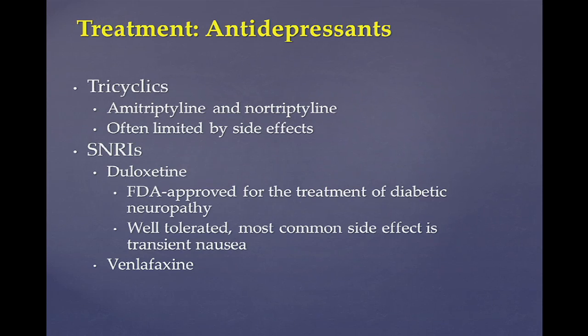The SNRIs are a newer class of agent. The main one is duloxetine, which is FDA approved for the treatment of diabetic neuropathic pain. Venlafaxine is an older SNRI, which we also use sometimes. The most common side effect of these medications is nausea. Duloxetine in particular can cause a lot of nausea in the first week of treatment. It usually gets better with time though, so if you start with a low dose like 20 or 30 milligrams and warn your patient that this might happen and that it'll likely get better, then they usually can get through that first week of nausea and then be okay.